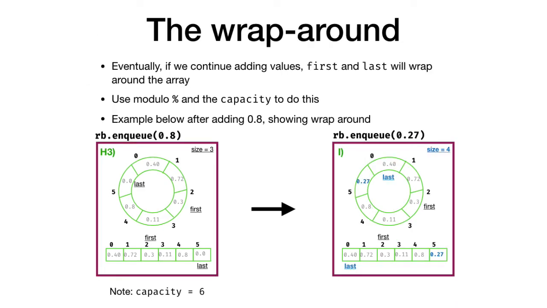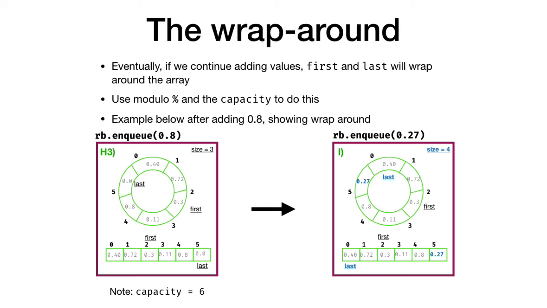So now we come to the wraparound. I want to give you a little bit of an example of where the wraparound is involved. So eventually, if we continue adding values, first and last will have to wrap around the array. The way to handle this is to use the modulo operator, which is %, and to combine it with the capacity variable. So I'll let you imagine what the details of that would look like. But here is an example to show you that it's really no big deal.